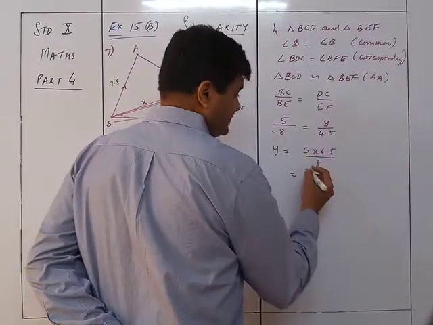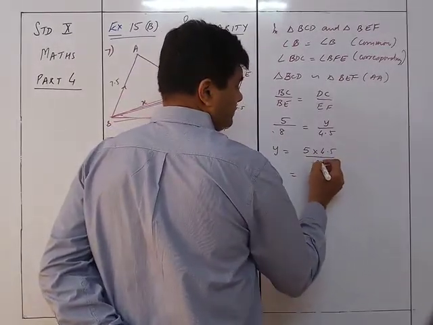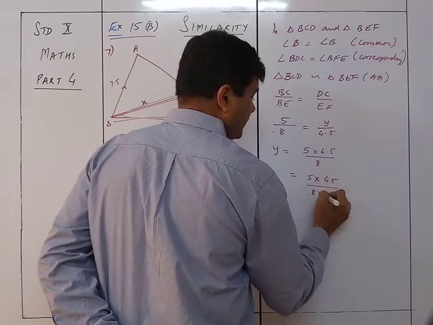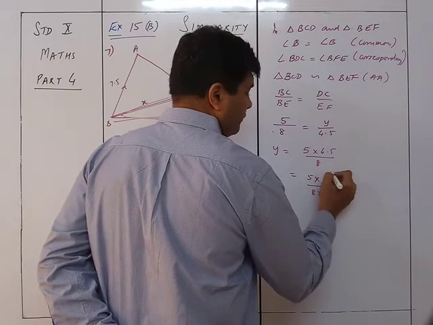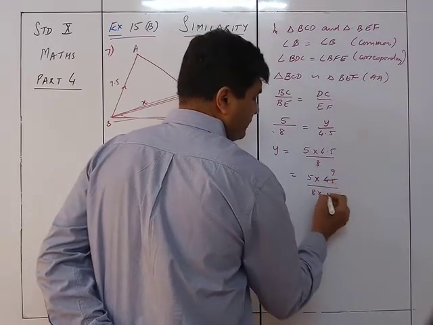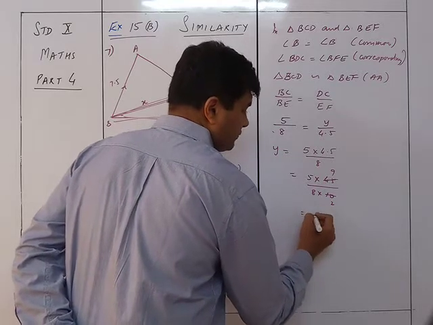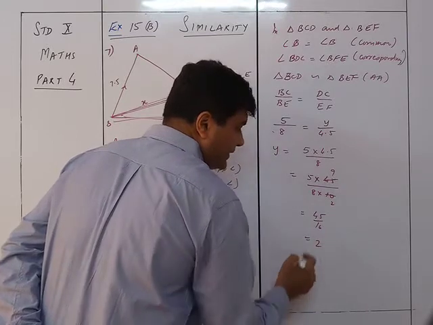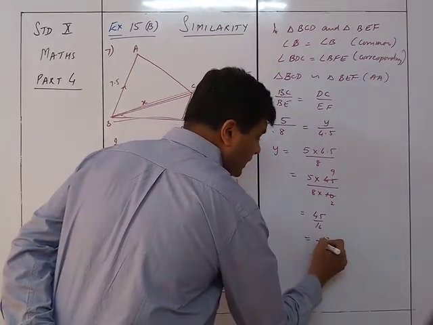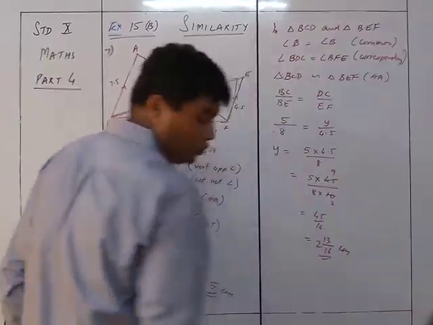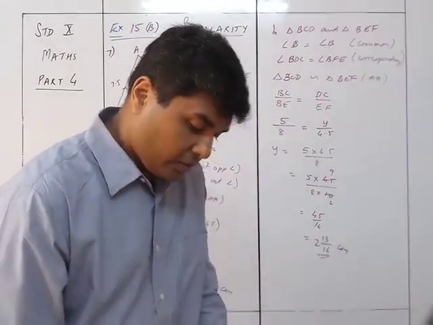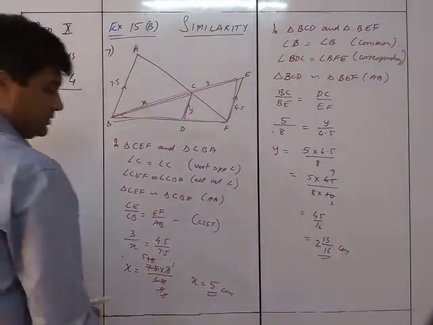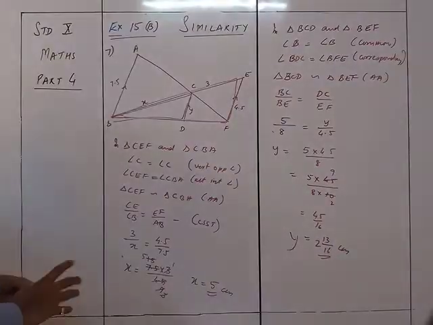So if I write this, it will be 5 into 45 upon 8 into 10. So 5 9s are 45 and 5 2s are 10. So it is 45 upon 16. 16 2s are 32, and then it will be 2 and 13 upon 16 centimeters. So 2 and 13 upon 16 centimeters would be the answer for the seventh one. Okay, so X is 5 and Y is 2 and 13 upon 16.